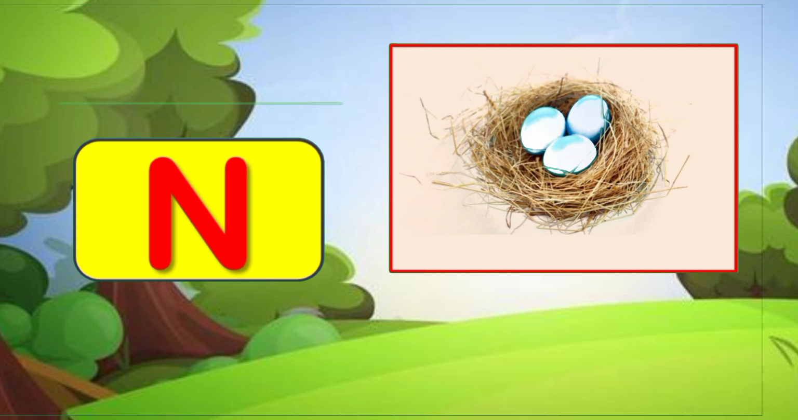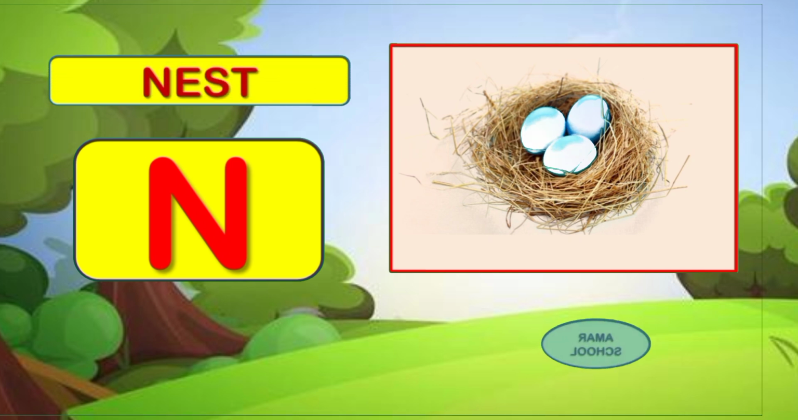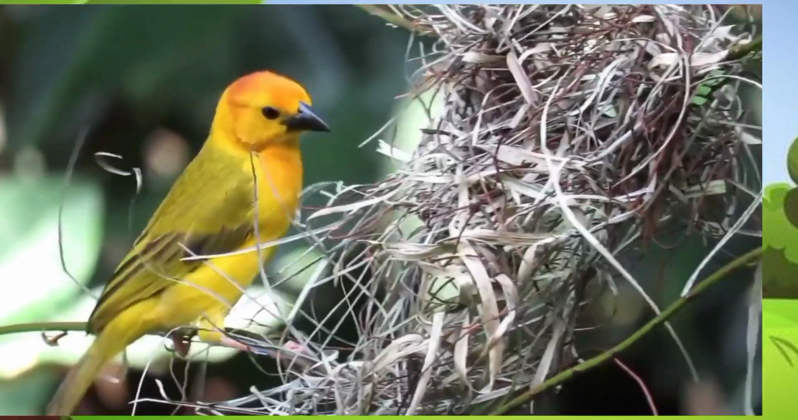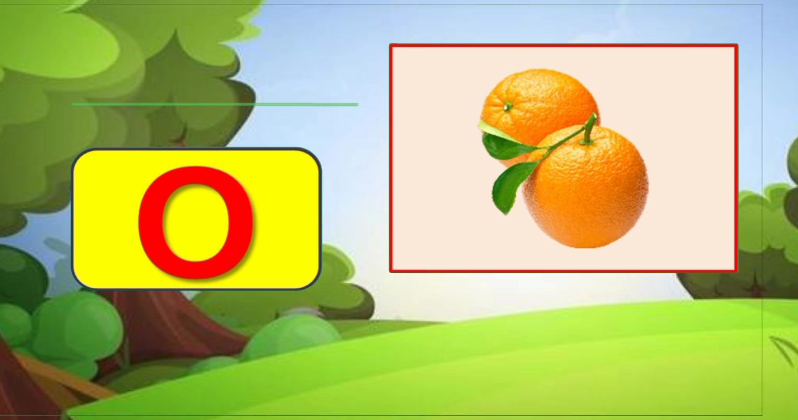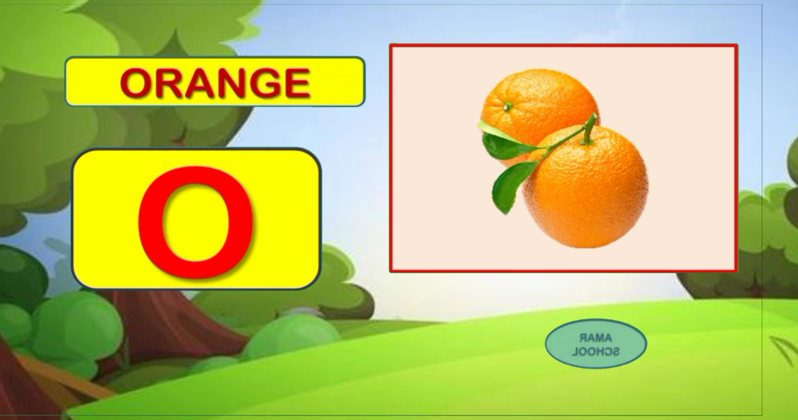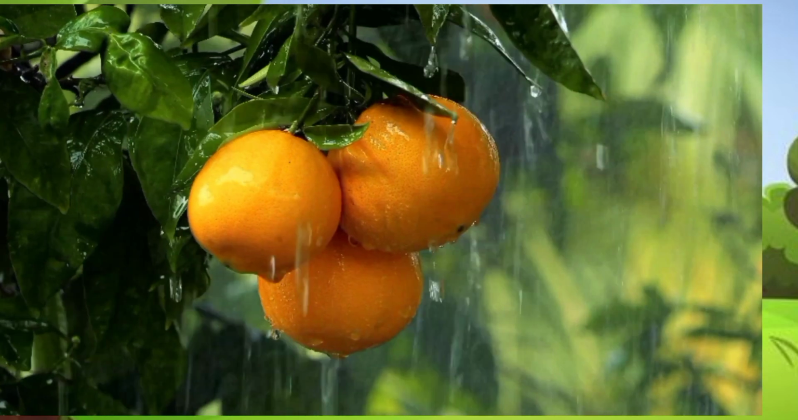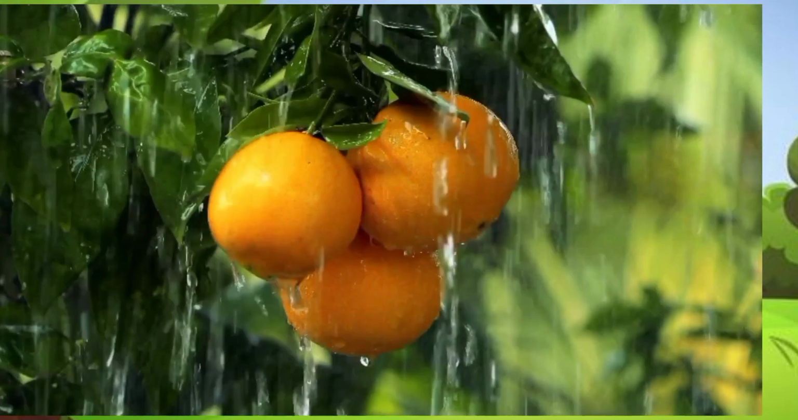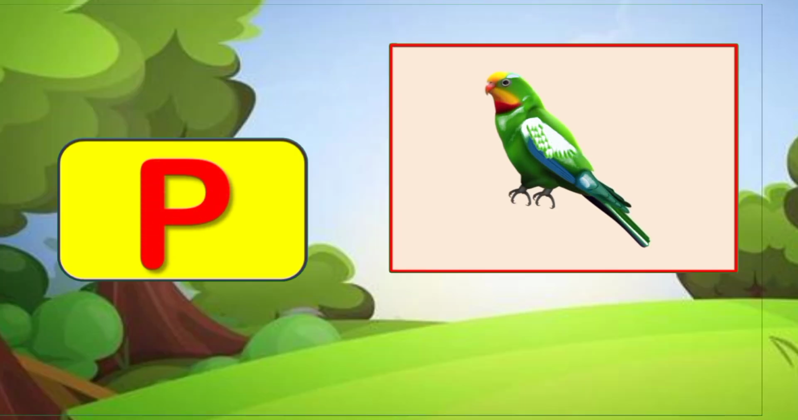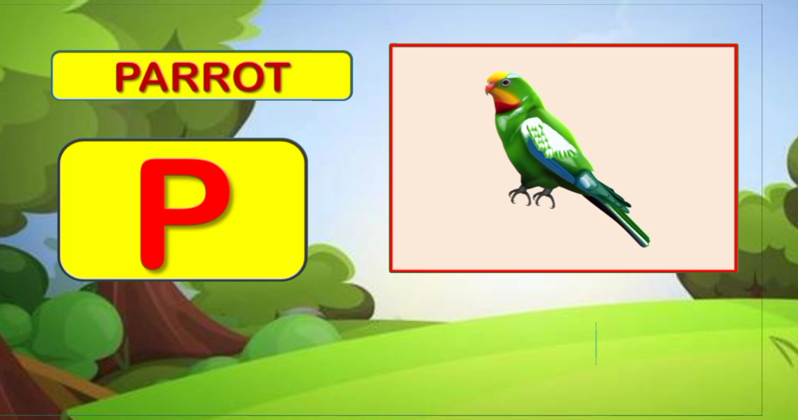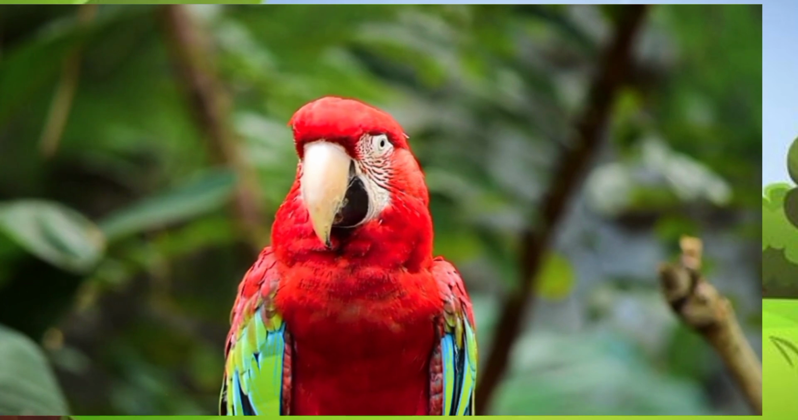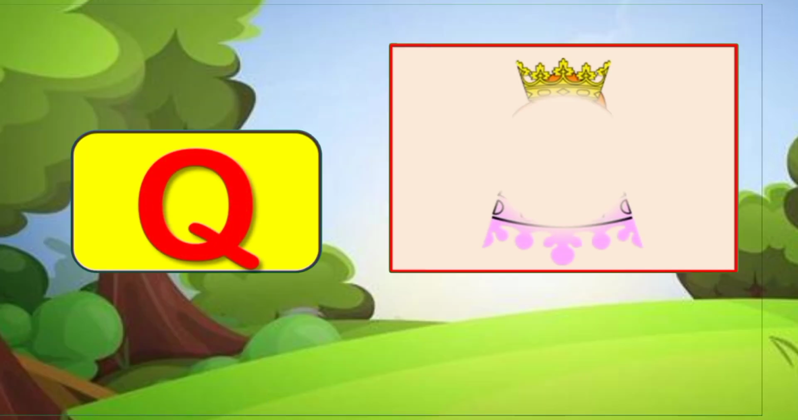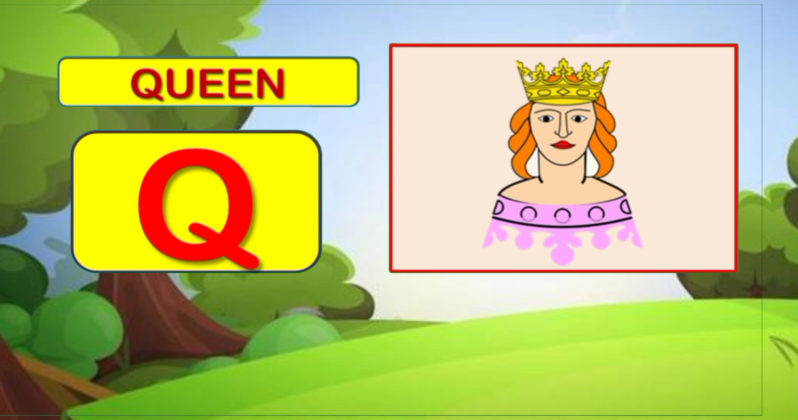N. N for nest. O. O for orange. P. P for parrot. Q. Q for queen.